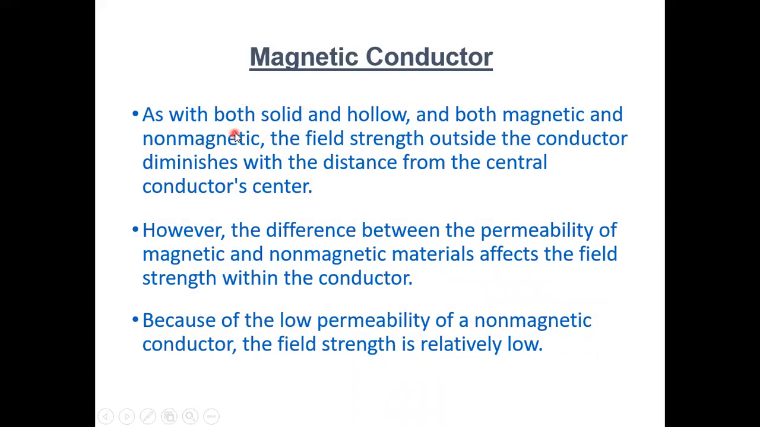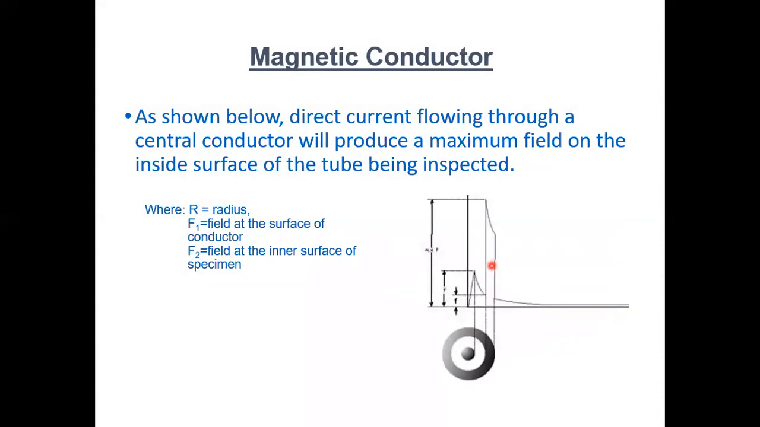Now, as with both solid and hollow, and both magnetic and non-magnetic conductors, the field strength outside the conductor diminishes with distance from the conductor center. However, the difference between the permeability of magnetic and non-magnetic material affects the field strength within the conductor only. So if we are using a magnetic conductor, the field will be high only within the conductor, not outside the conductor, because outside the conductor the field depends upon the permeability of air. Whatever the effect, it is only inside the conductor. Because of the low permeability of a non-magnetic conductor, the field strength is relatively low within the conductor. But outside the conductor the field strength will be high.